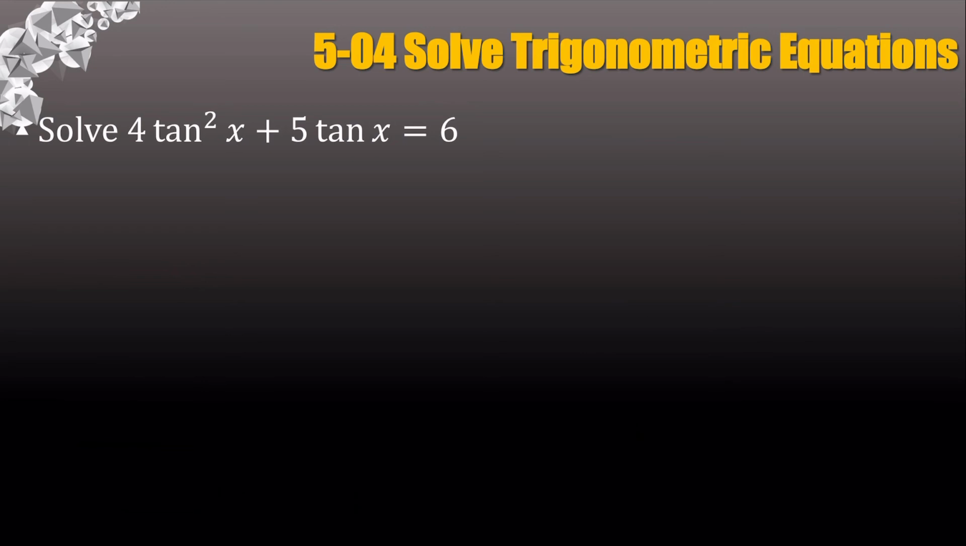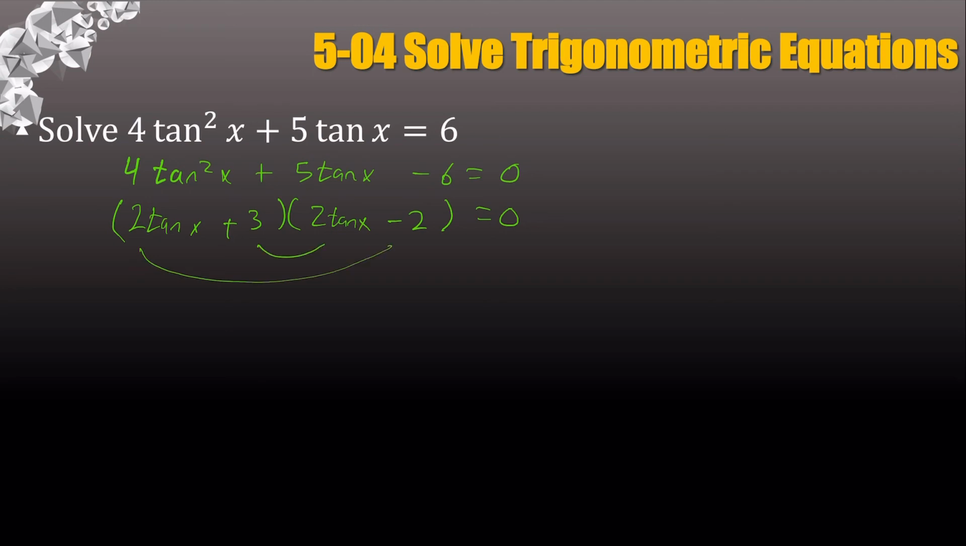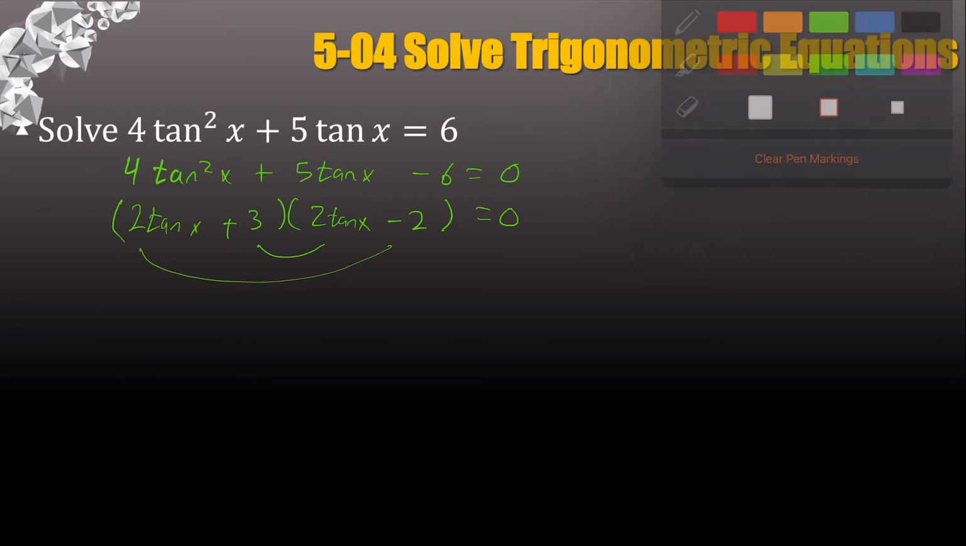Our last one, let's solve this. This one appears to be quadratic. So let's get it all on the same side. So subtract the 6 from both sides. And factor. So what times what makes 4 tangent squared? So let's try 2 tangent and 2 tangent. And to get 6, maybe a negative 3 or a positive 3 and a negative 2. And if we check, that's negative 4 and that's 6, so that's only 2. That did not work. We'll have to try something else.